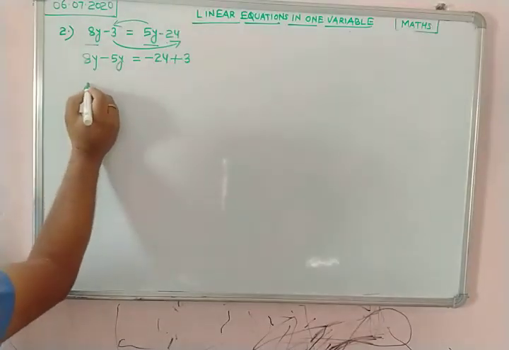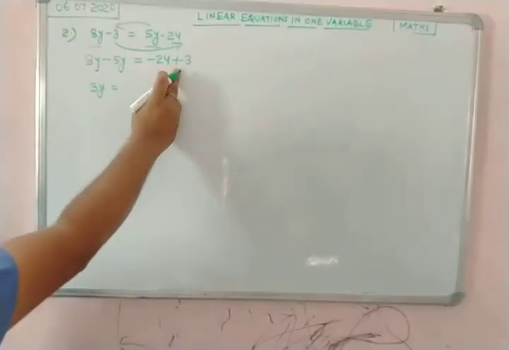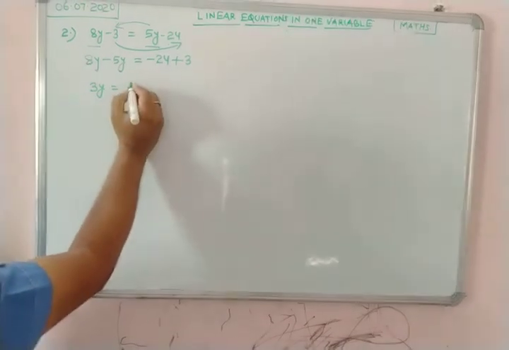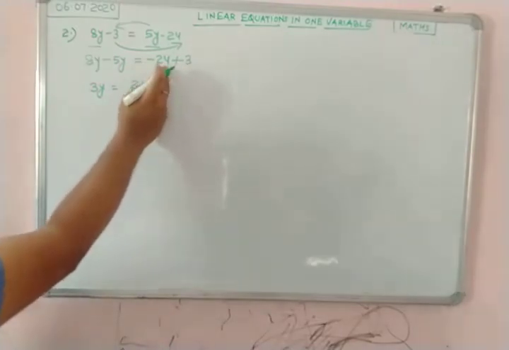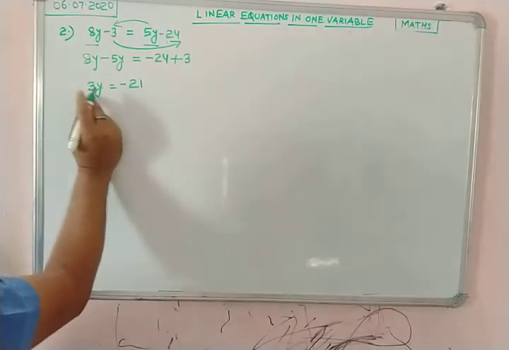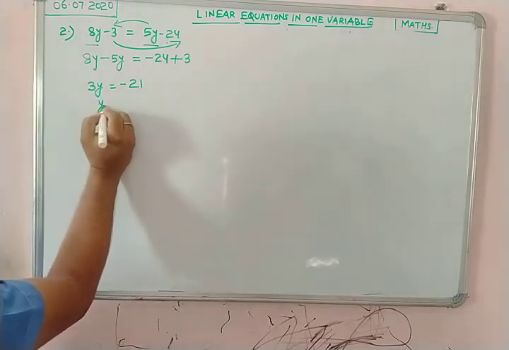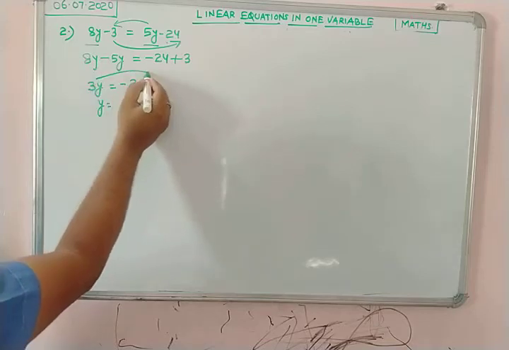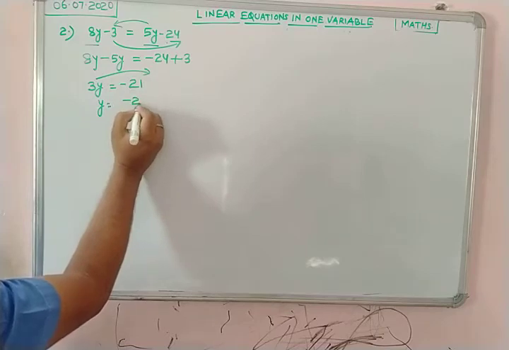8y minus 5y is going to give you 3y. Minus 24 plus 3, follow the integer rules: 24 minus 3 will give you 21. And 24 is the larger number, so the minus sign is placed. So 3 into y. When this 3 is taken from LHS to RHS, the sign will change, and this 3 will be converted into division.